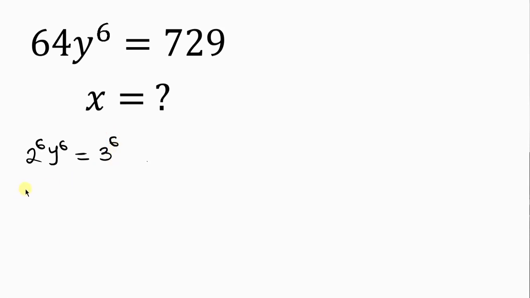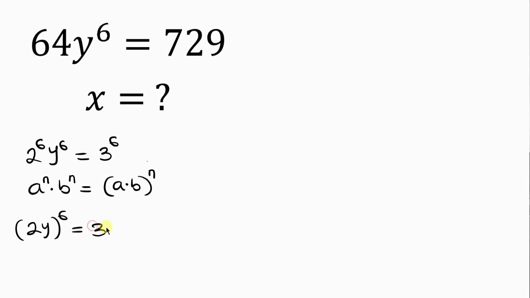Our next step will be for us to apply the law of indices, which says, for example, when I have a to the n times b to the n, as long as they have the same power and are multiplying, this can be written as a times b to the n by grouping. So let's apply this law of indices to this expression here. You notice that they have the same power, so we can group them like this. So this becomes 2y to the 6 equal to 3 to the 6.